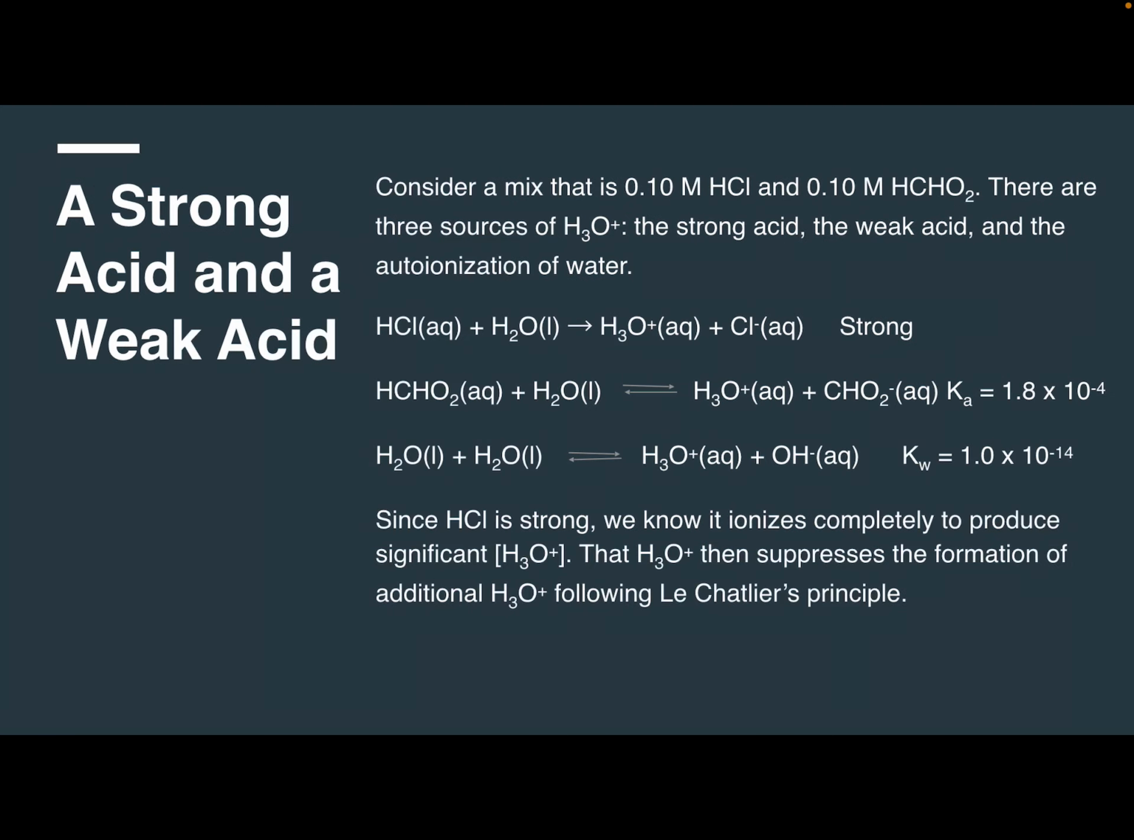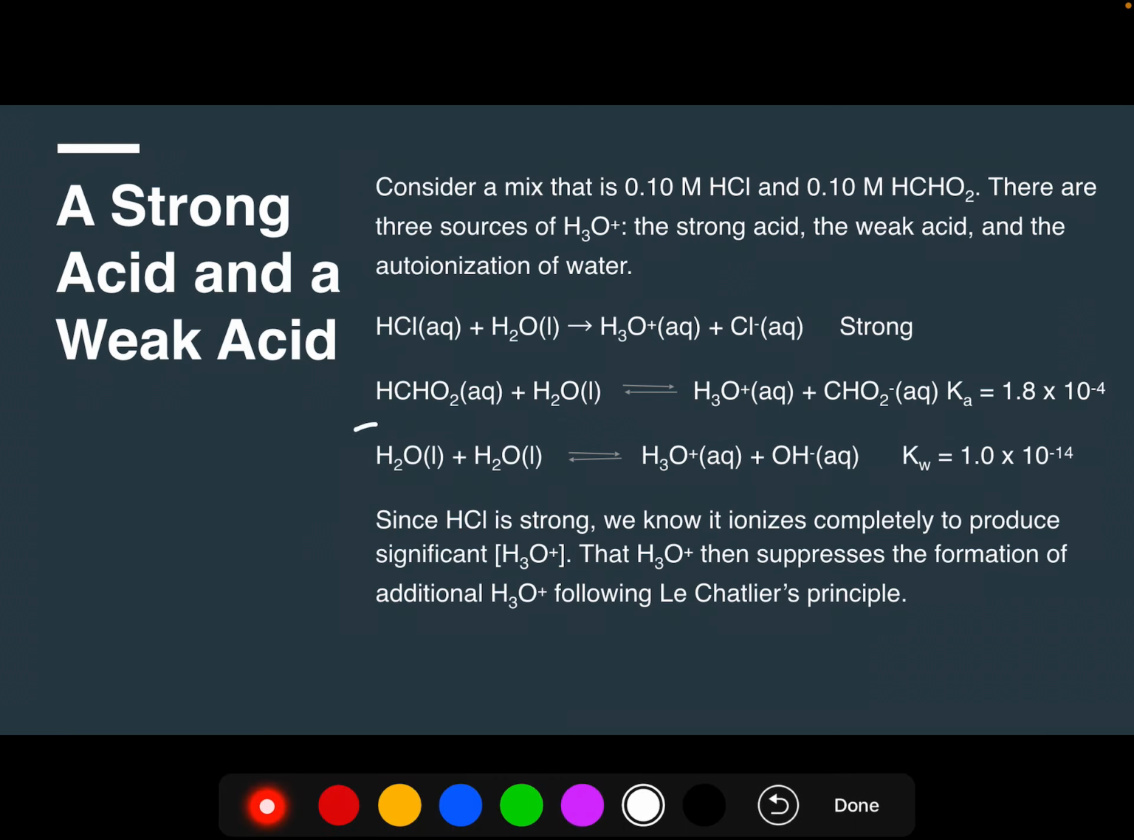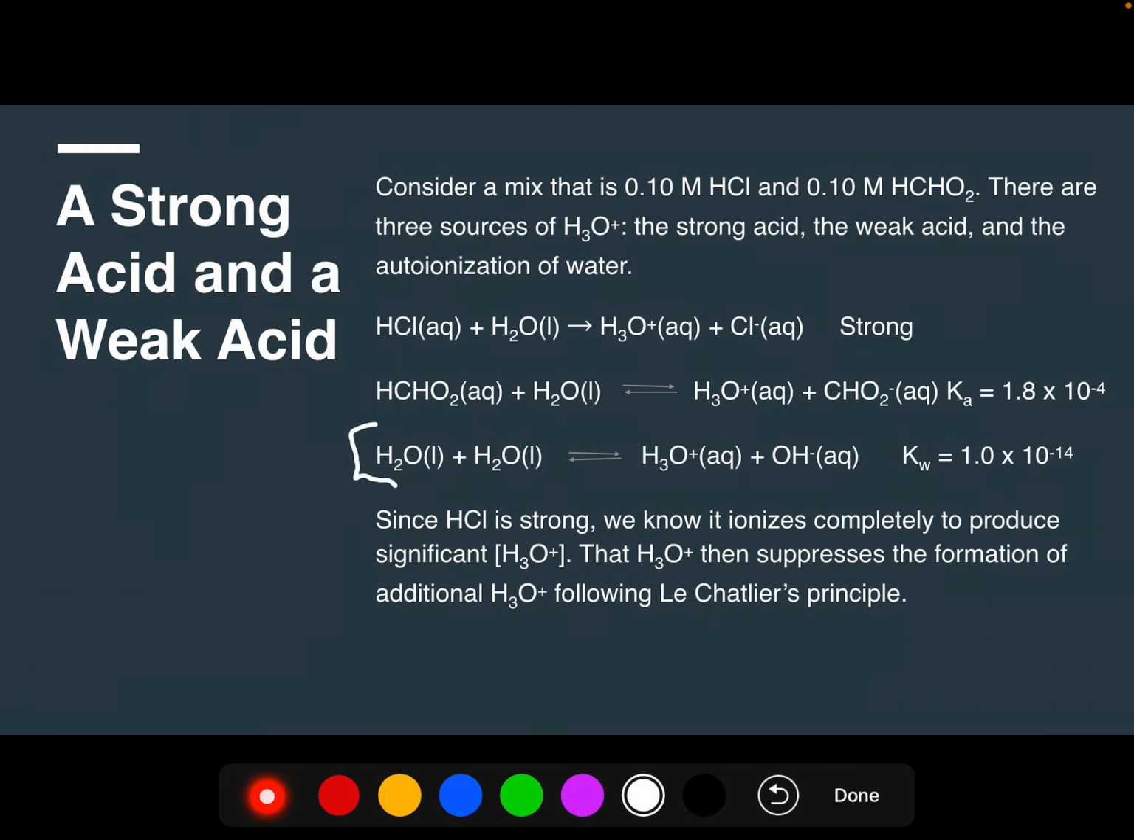But with a strong acid mixed with a weak acid, you have to remember that strong acids ionize completely, no matter what. So what's going to happen here, we have some formic acid and HCl together. Now, no matter what, you do have to keep in mind that there is going to be hydronium coming from the autoionization of water, but this is such a small number, typically we just don't even bother worrying about it. So we just kind of mathematically pretend like it doesn't happen.